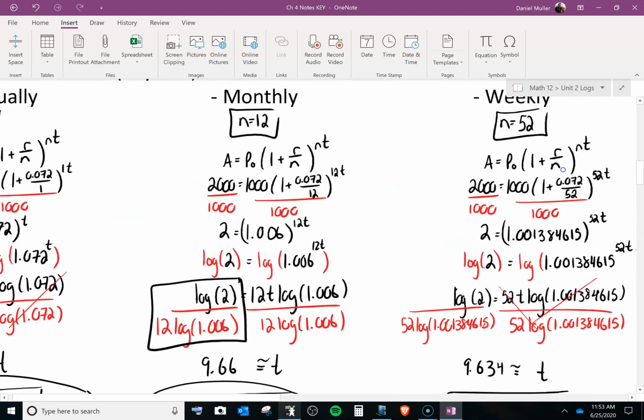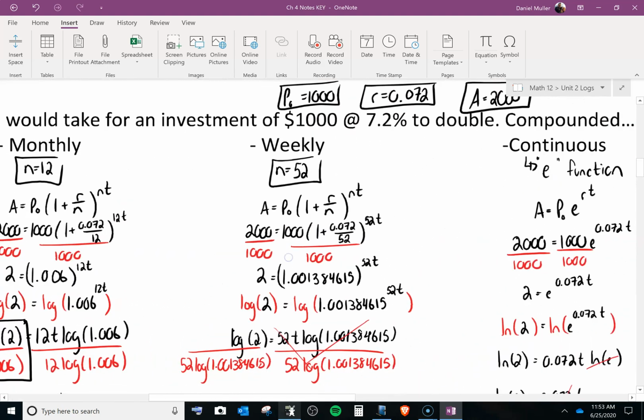Now, if you're done weekly, this thing is done identically again, other than 52 and 52. Those are the only changes that have happened. So first step, you bring over the 1,000, becomes a 2. This inside boils down to 1.001384. It's a lot there, which is why I used a calculator for that, to the power of 52t.